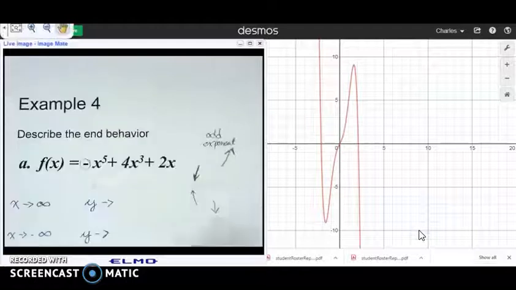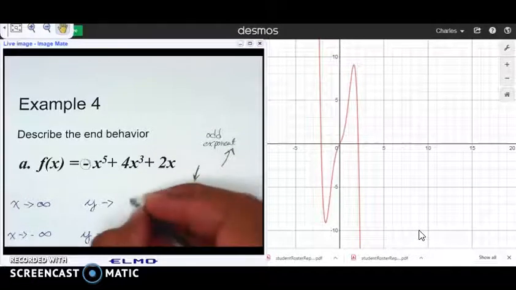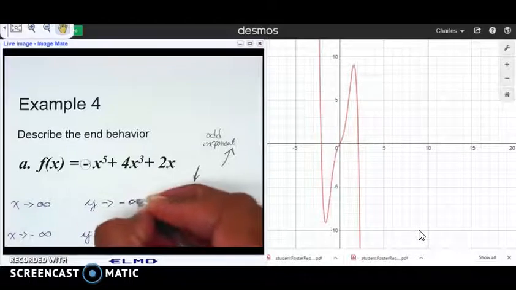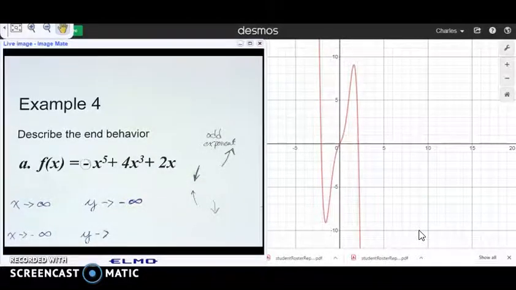As x is approaching positive infinity, going to the right, your graph is going down forever and does not stop. Negative infinity is at the bottom. Wherever that last number is going to be, it's going to be negative infinity, the negative part down there.